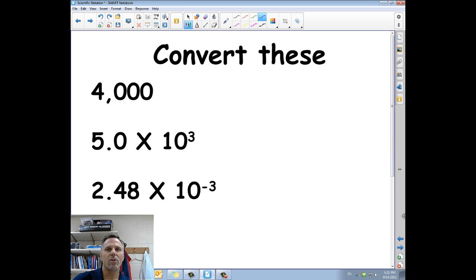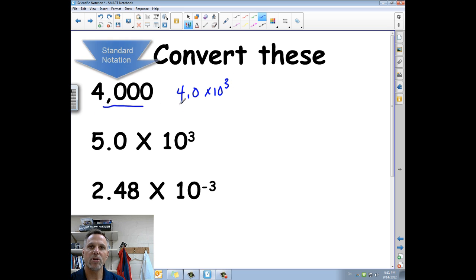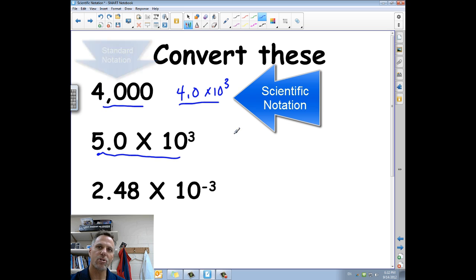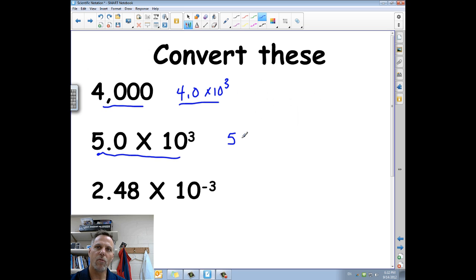So let's go ahead and just take a look at how you could convert these. 4,000 would be 4.0 times 10 to the third. This is standard notation, and we've converted it to scientific notation. If we have scientific notation and we want to convert it to standard notation, this would be 5. Move the decimal 3 to the right. It would be 5,000.